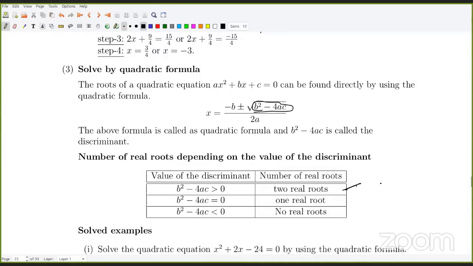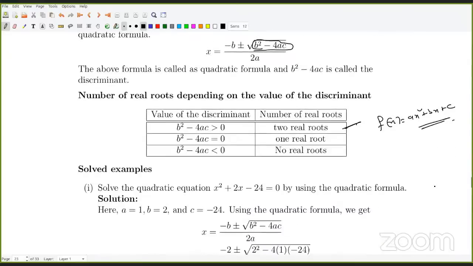For the quadratic function f of x is equal to ax square plus bx plus c, if b square minus 4ac is greater than 0, we have two real roots. If b square minus 4ac is equal to 0, one real root. If b square minus 4ac is less than 0, we have no real roots.